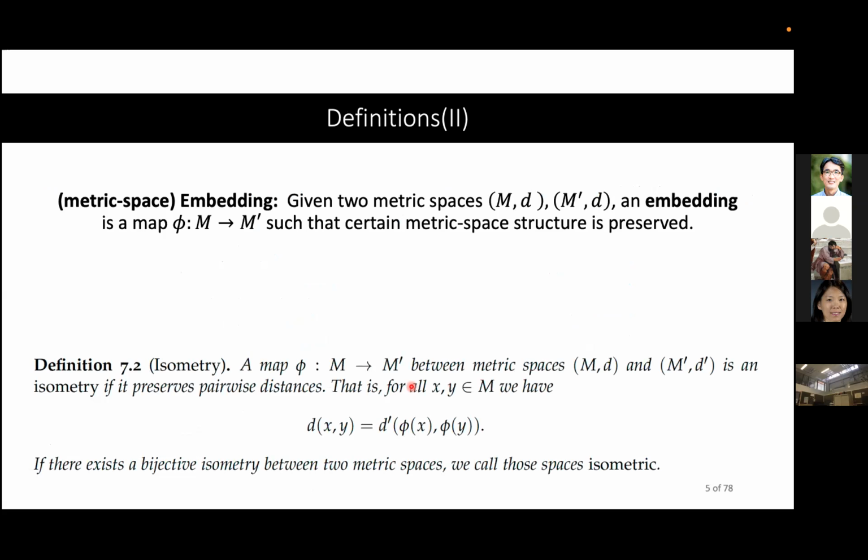Okay, so embedding in this context is just a mapping between two metric spaces. It's a very general definition, but it's between two metric spaces. It's kind of less general than the embedding we see in machine learning. And isometry here is just saying that if the embedding preserves distance or the metrics between two metric spaces, then it's called an isometry.